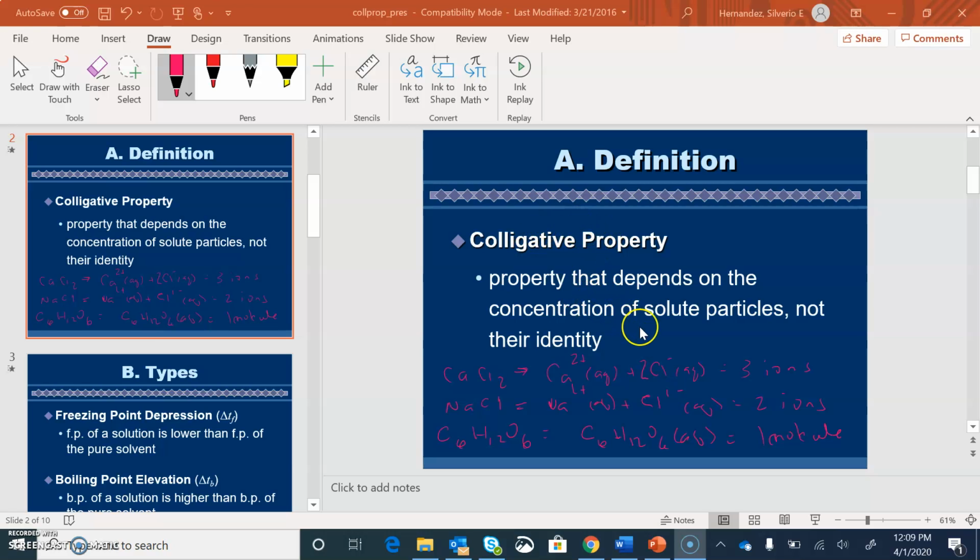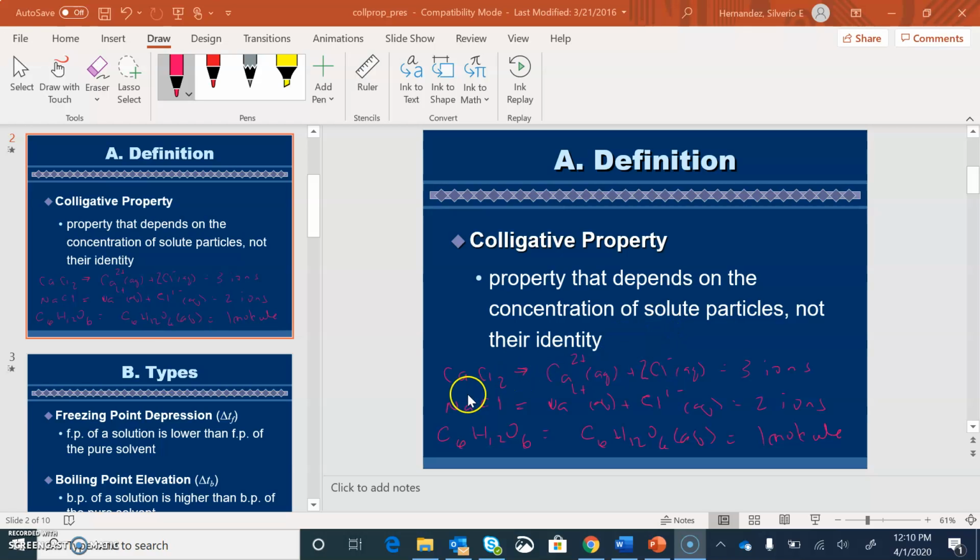Well, we're looking at a solution, and remember that a solution is made up of two parts. It's made up of the solute and it's made up of the solvent. So here, how do we lower the freezing point or how do we increase the boiling point of a solution? Well, that's going to depend on the solute that's placed into the solvent, right?